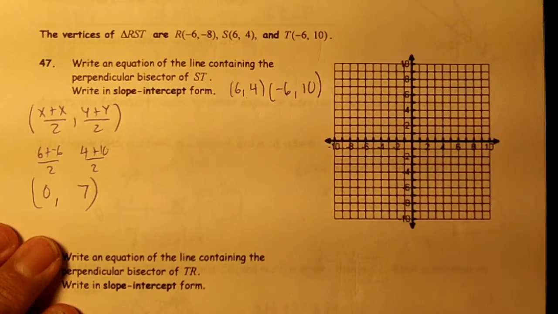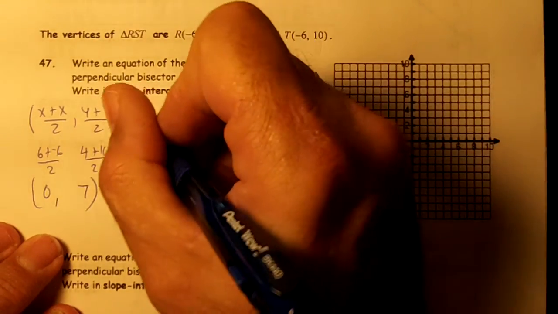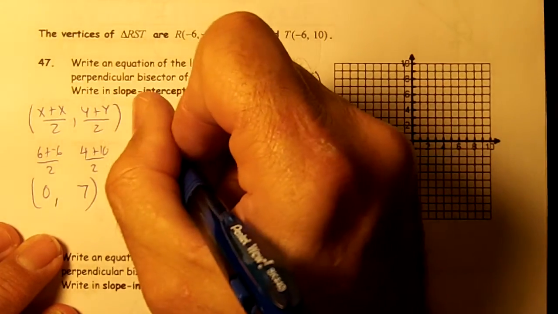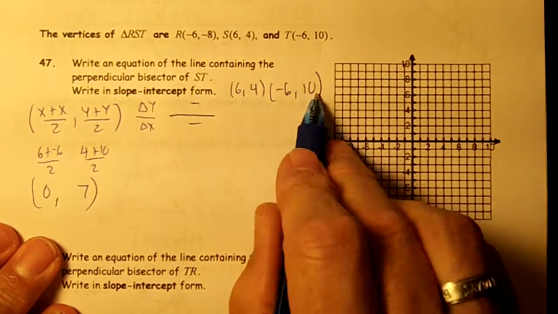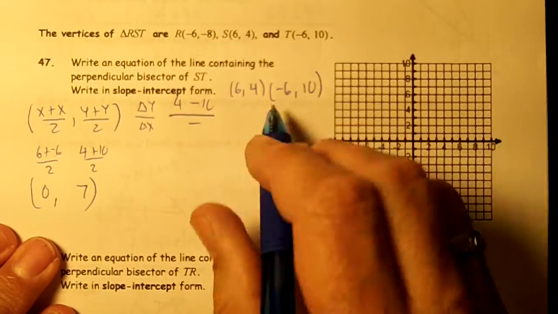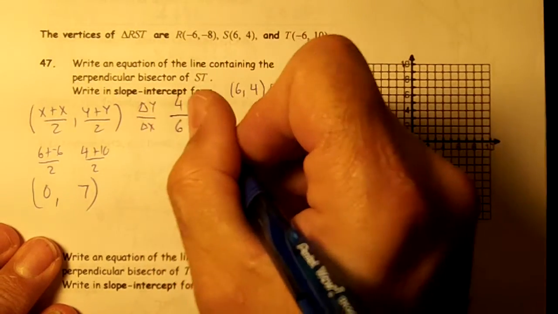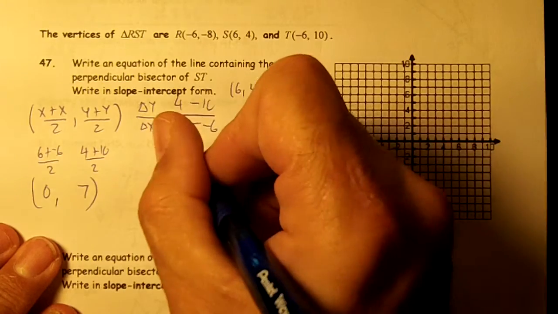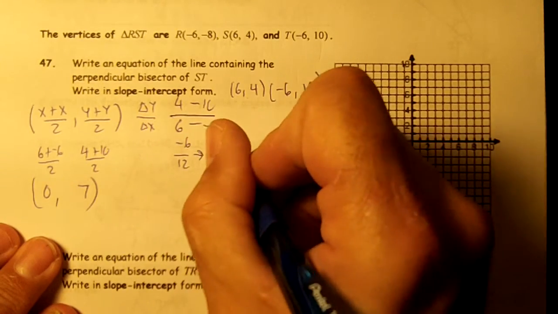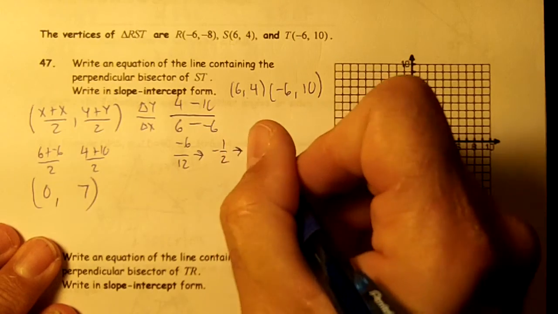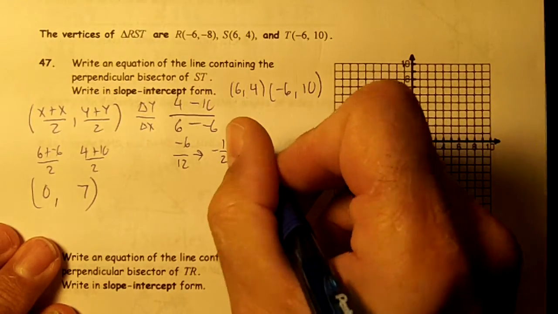Next step is to get the slope of this. So the slope is going to be delta y over delta x. So we're going to do a fraction bar, 4 minus 10, over 6 minus a negative 6. 4 minus 10 is negative 6. 6 minus a negative 6 is 12. The slope would be negative 1/2. The perpendicular slope of that would be 2, wouldn't it?